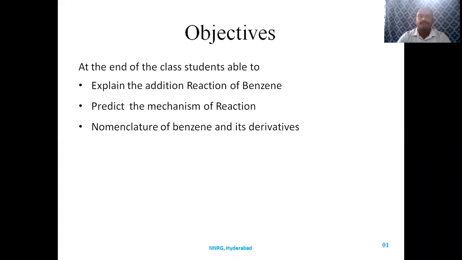The objectives of today's class: at the end of the class, students should be able to explain the addition reactions and oxidation reactions of benzene with the predicted mechanism. They should be able to predict their mechanisms, whether it is an addition reaction or an oxidation reaction. Students should be able to name different benzene derivatives and write the structure based on the names.